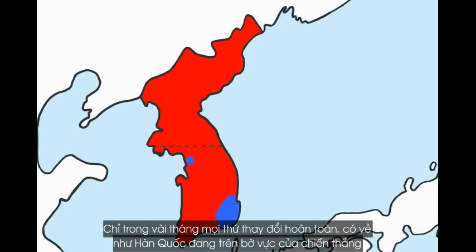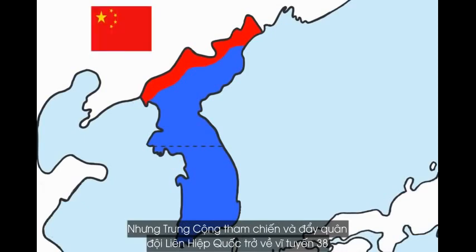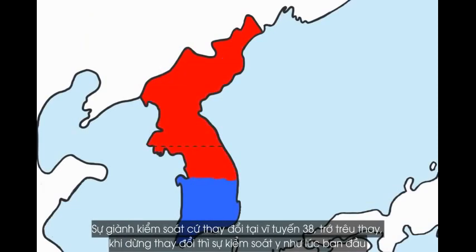Within just a few months, things had completely changed and it now looked like South Korea was on the verge of victory. However, at this point, China, who had thus far not been involved, marched their troops across the border and pushed the UN forces back to the 38th parallel. Control of the peninsula fluctuated for a while around the 38th parallel. Ironically, control ended very similar to what it had been to begin with.